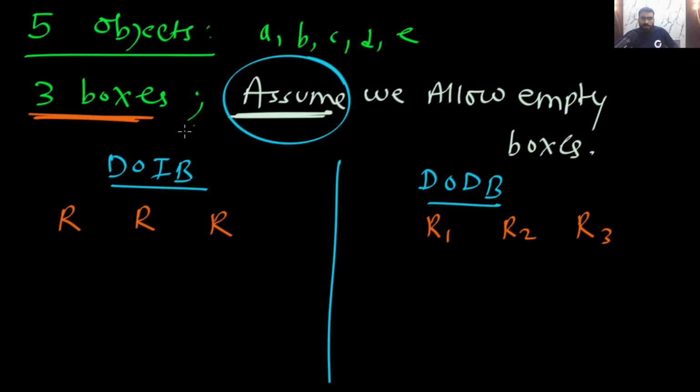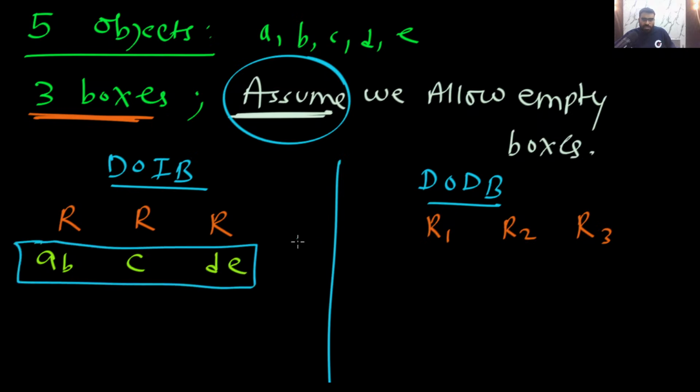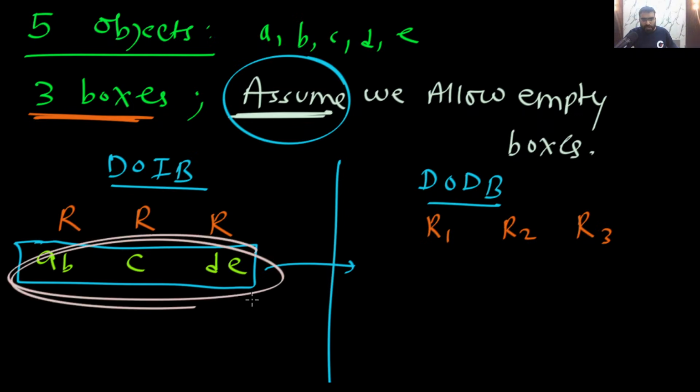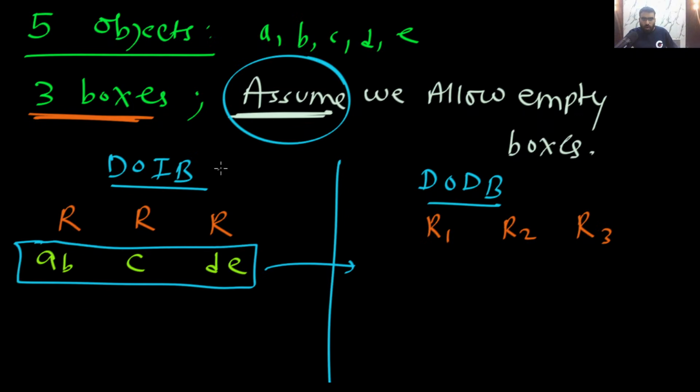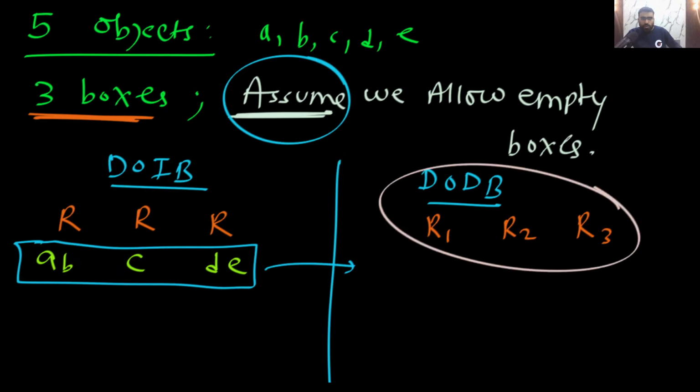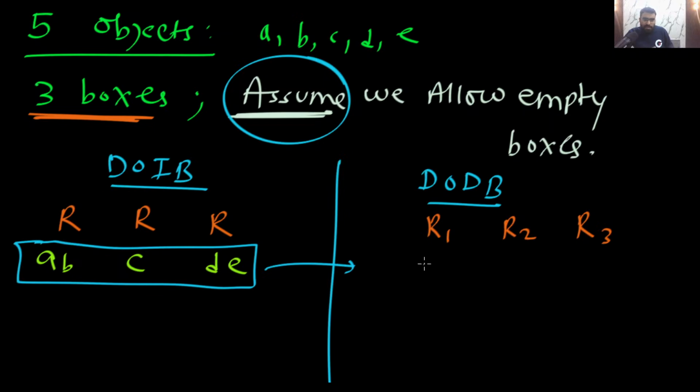You tell me one thing. For this answer, for example, let's assume AB together, C together, and DE together. For this distribution here, how many distributions here? Let me know. For this particular distribution of DOIB, how many distributions in the DODB? That will be 3 factorial. Yes or no? Agree with me? You will have total 3 factorial.